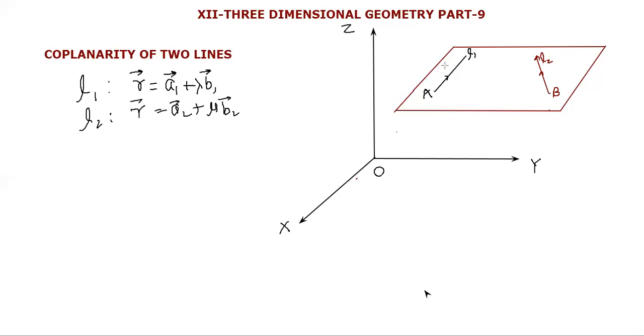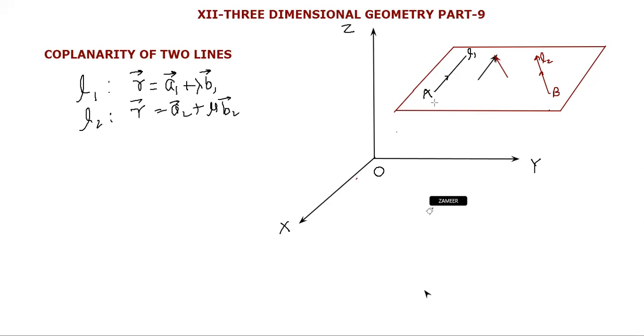Now, this L1 is parallel to a line. As you know, it is parallel to b1. So suppose this is b1; the b1 line is parallel to this line L1. Then there is another line, b2, which is parallel to line L2. These two lines meet at this point.